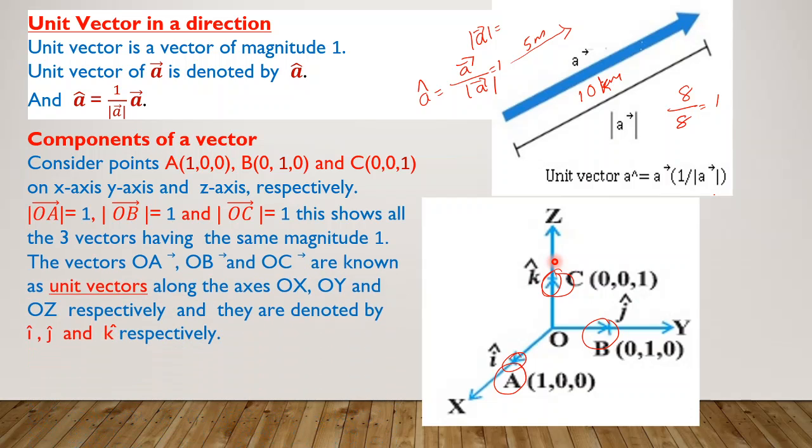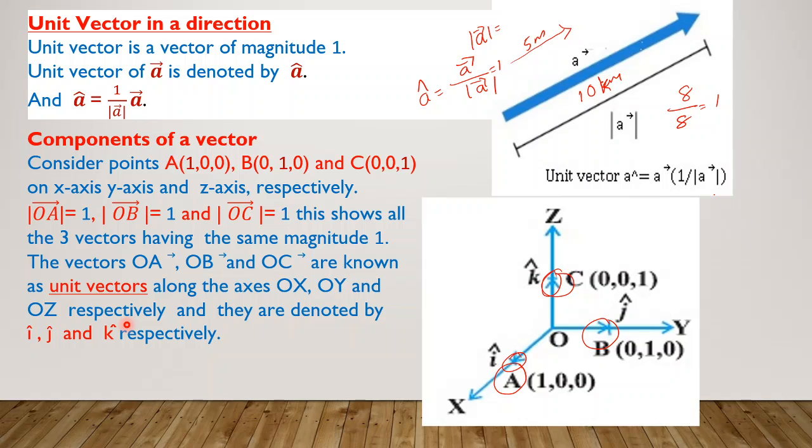Please keep in mind, dear students, these are all vectors along a particular axis. OA is along the x-axis, OB is along the y-axis, OC is along the z-axis. These are called unit vectors. Very important, you have to keep this in your notes: the unit vector along the x-axis will be represented by i, along y by j, and along the z-axis by k. These will be the unit vector representations of the x, y, and z axes.